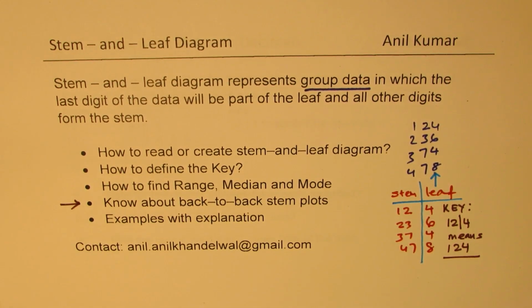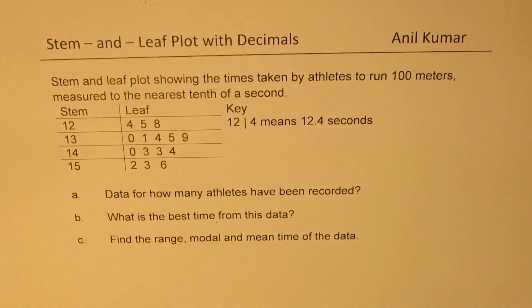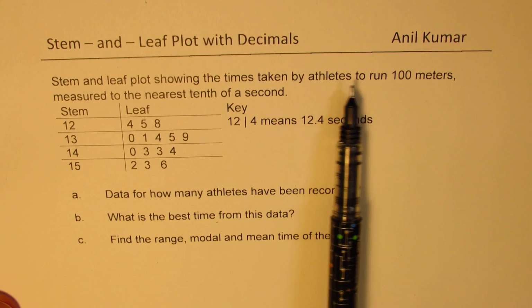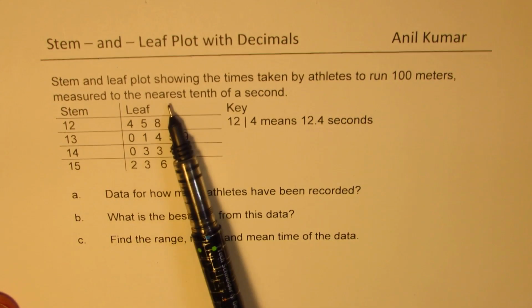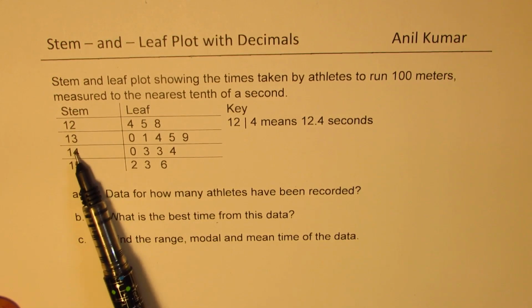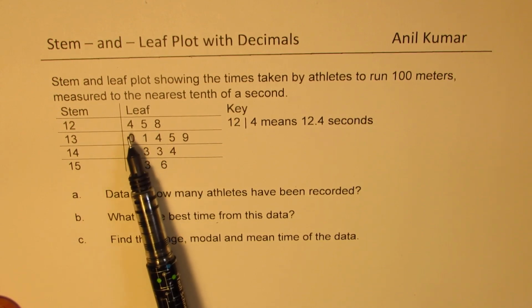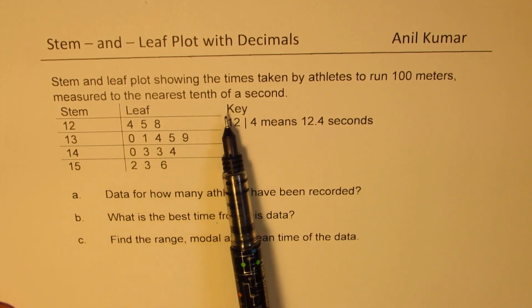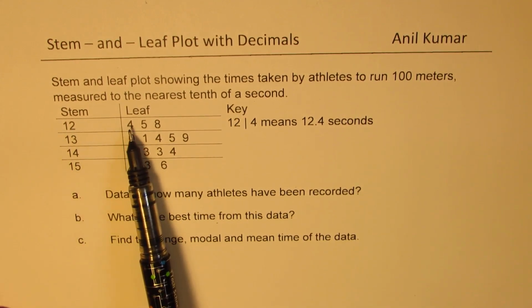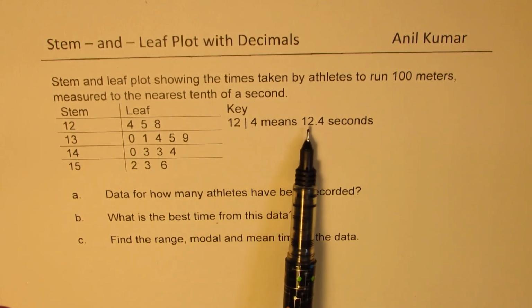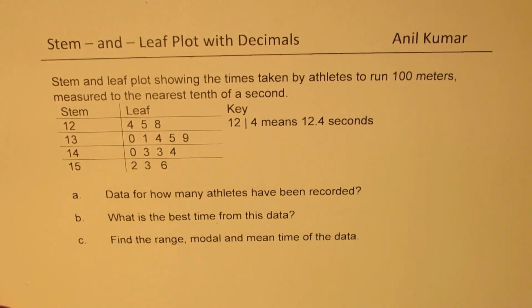Let's begin with understanding how to read the stem and leaf diagram. Here is an example: a stem and leaf plot showing the times taken by athletes to run 100 meters, measured to the nearest tenth of a second, is given here. The stem part has these numbers 12, 13, 14, 15. The leaf part has these numbers 4, 5, 8 and so on. You will see that the key is given to us. The key indicates that 12 on the stem and 4 in the leaf part, 12 | 4, means 12.4 seconds.